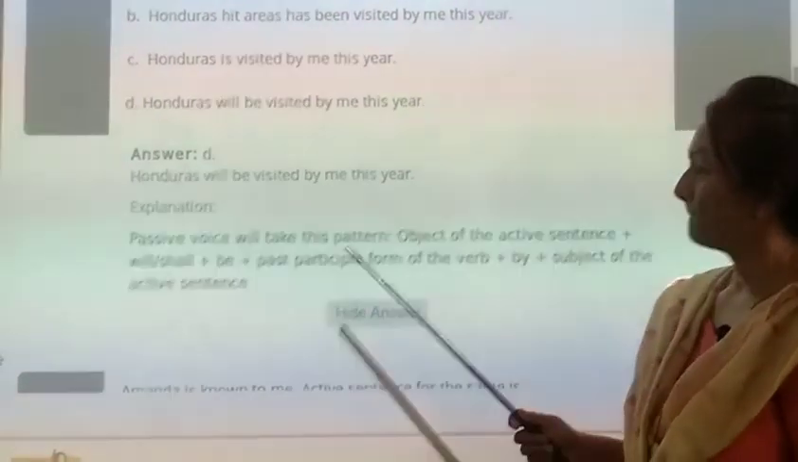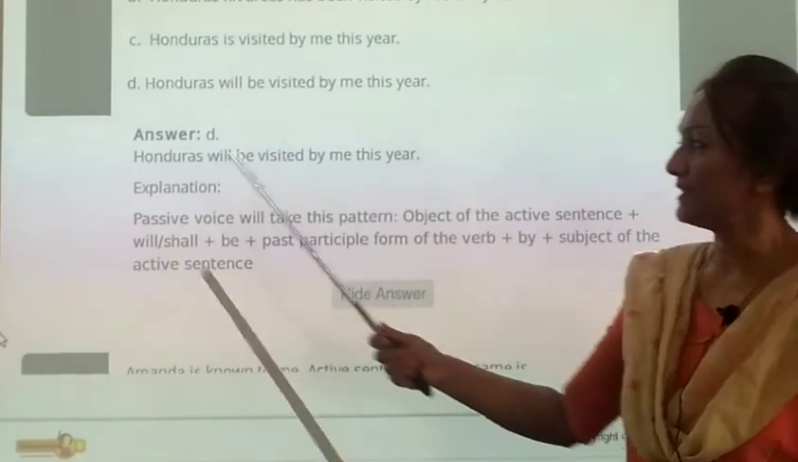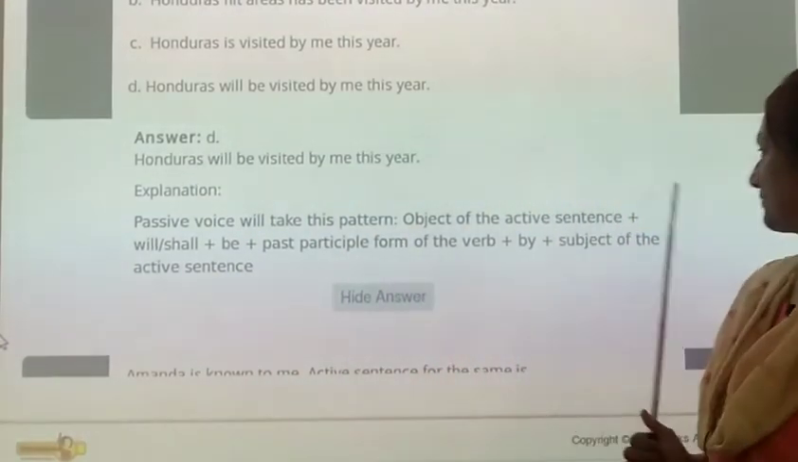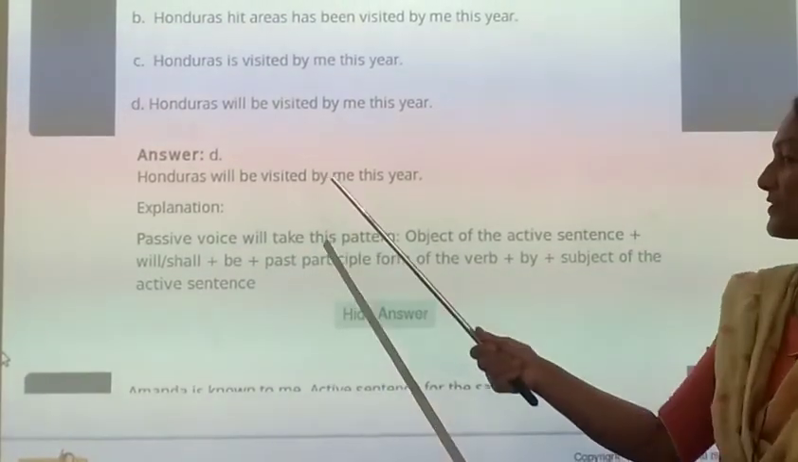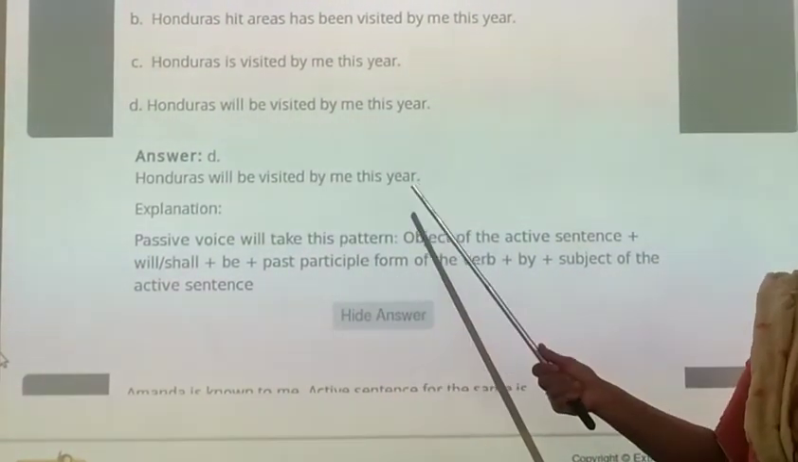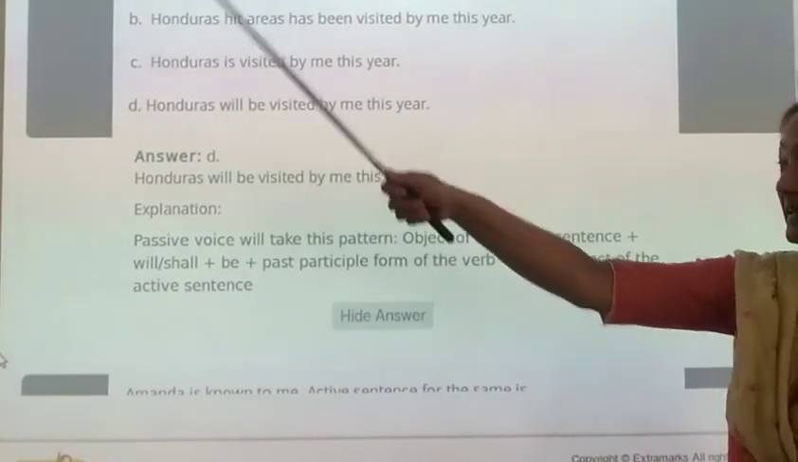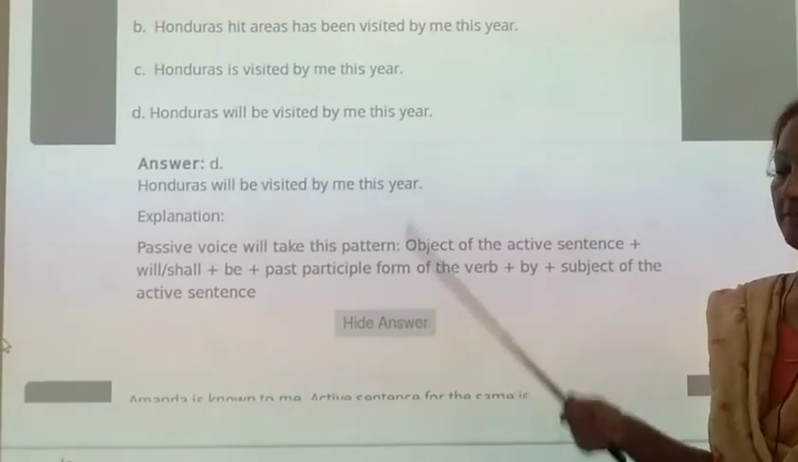See, this is the object of the active sentence, plus will, here we have will, past participle visited, plus by. We have by: this was the subject in the active, so this has become the object in the passive.